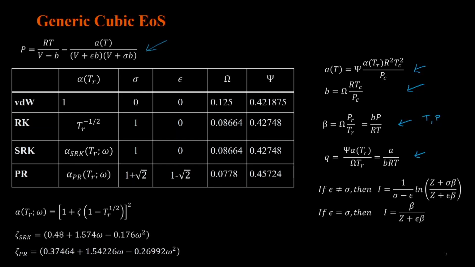Once we have beta and Q, we calculate I, which essentially corresponds to the integral we were doing earlier. As in the case of van der Waals, we were integrating with respect to density, so I stands for the integral value. And it is different depending on what values of sigma and epsilon we have. If you look at the table, in certain scenarios sigma and epsilon are the same, and in certain scenarios they are different. For each case, we have a different expression for I. It is given in terms of the compressibility factor Z and beta, in addition to sigma and epsilon.